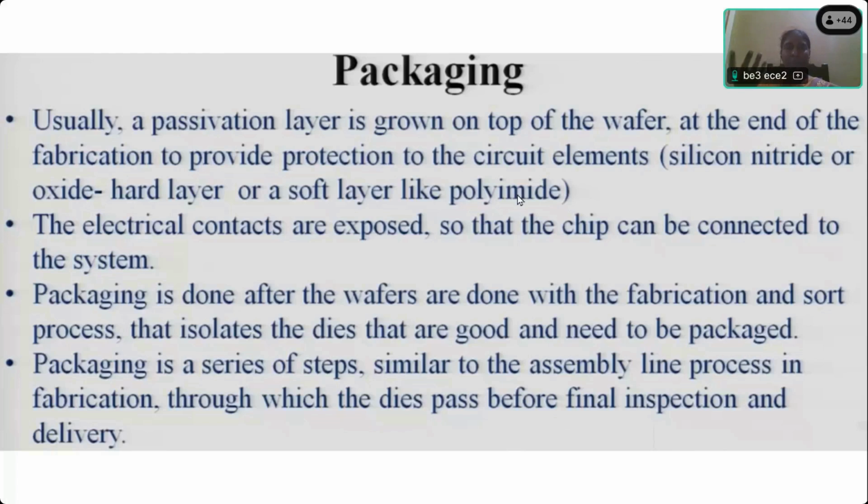And for making packages, what is the raw material used? It can be silicon nitride or silicon oxide as a hard layer. Soft layer, it may be polyimide. And then coming to why we are doing packaging, we are designing an integrated circuit. Now it should come into real-time existence. We have to use it practically.